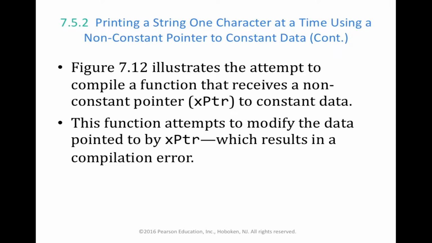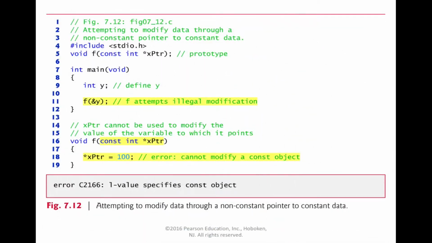We're going to look at a program now that attempts to compile a function that receives a non-constant pointer to constant data. This function attempts to modify the data pointed to by xptr, which results in a compilation error. So here we have an integer y. We've passed the address of y to a function f. Notice up in the prototype that we have const int pointer xptr.